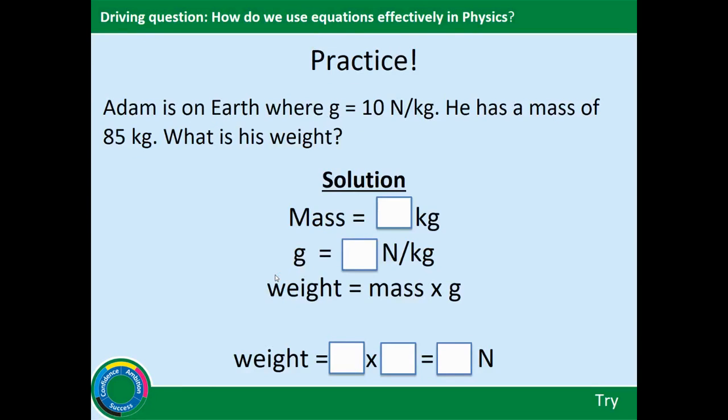Here is one for you to practice. It says Adam is on Earth where g is 10 Newton per kilogram. He has a mass of 85 kilograms. What is his weight? I'll allow you to pause the video at this point, have a go yourself, and then return to the video and continue to find out the answer. Pause at this point.